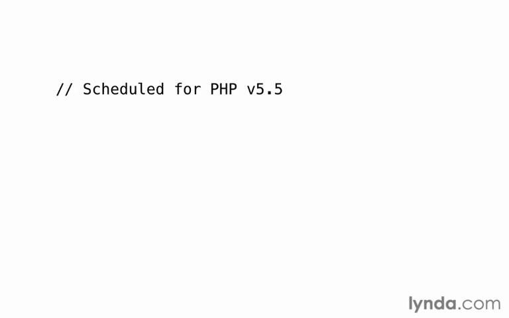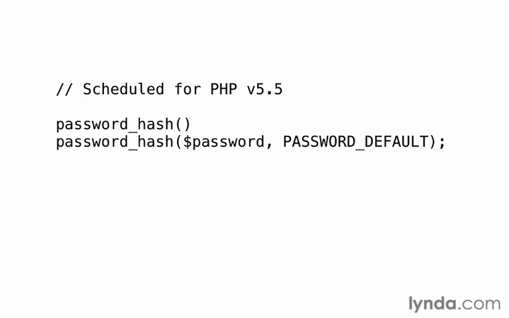So scheduled in PHP 5.5, there's going to be a new function called password_hash. And you'll pass into it the password, just like we passed into our password_encrypt function. But you'll also then pass in another argument, which is PASSWORD_DEFAULT. And that will take all of the default settings for the password and apply those. At the start, that's going to be Blowfish with a cost of 10, the exact same thing that we were just doing.